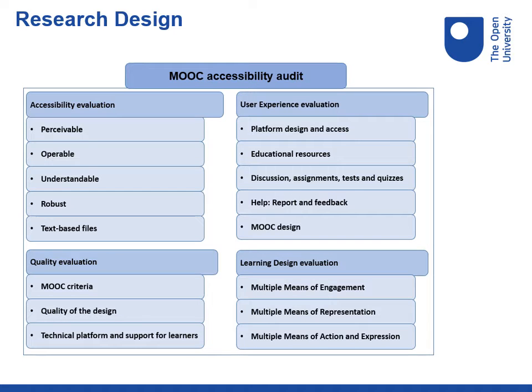So the audit itself has four main components. The accessibility evaluation has to do with WCAG 2.0 in that case. There are new guidelines, but that's the one used in this case for the audit itself. WCAG guidelines have four key areas and principles: perceivable, operable, understandable, and robust. I added a new one, which is text-based files that are quite common and appear as educational resources in MOOCs.